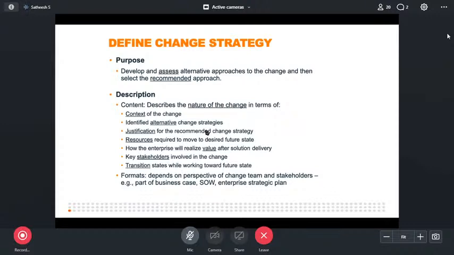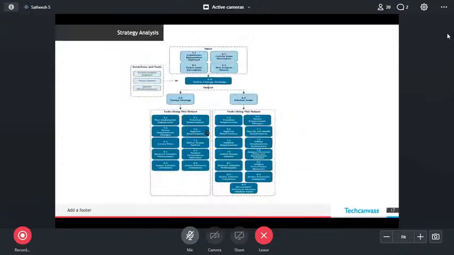So what does it contain? What is the context of the change? What is the justification? What are the resources that are needed? And how will you achieve the value? Who are all the key stakeholders? And in between, how am I going to see checkpoints? What are the checkpoints? That is what we call the transition states. The format depends upon the business case, statement of work, or the enterprise strategic plan.